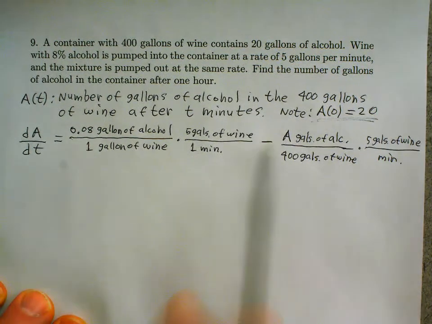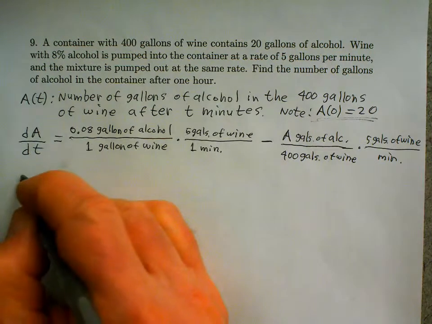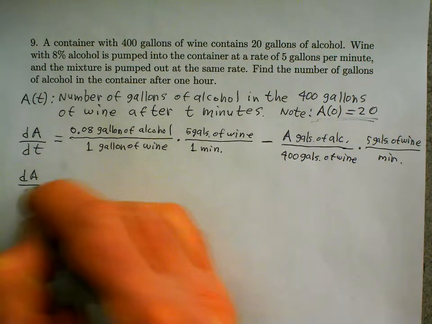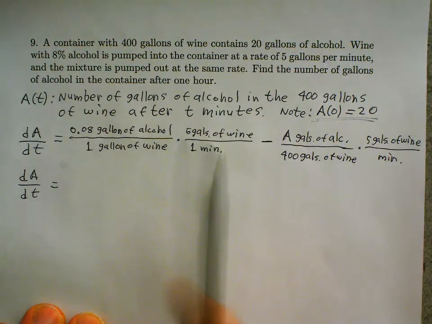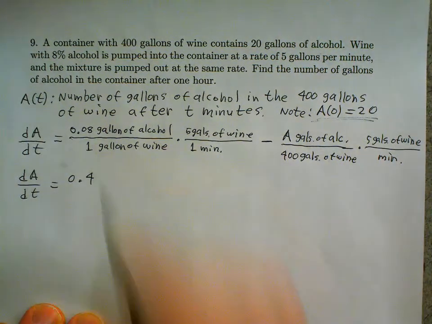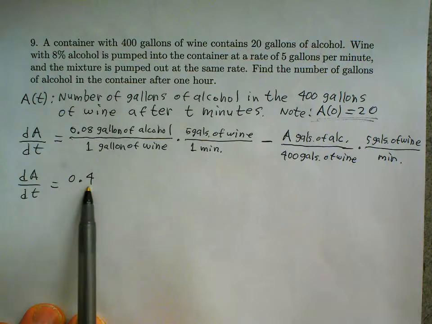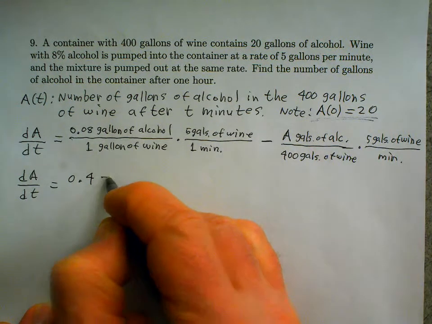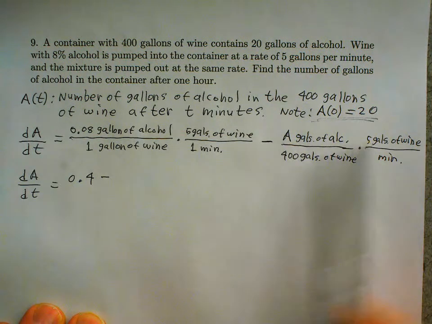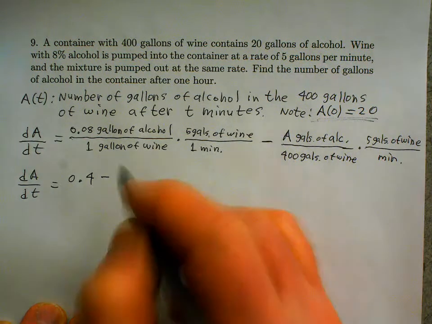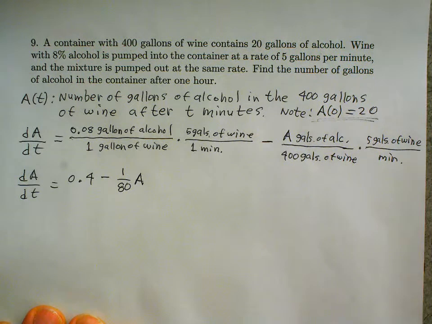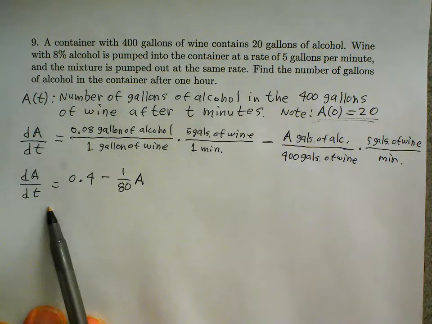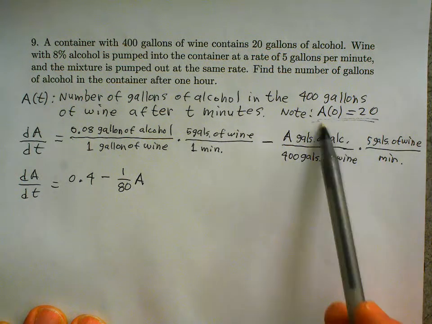Okay, so in the next line, we'll take out all of the units and just look at the numbers. So dA/dt equals 0.08 times 5, which is 0.4. This measures gallons of alcohol per minute. And then minus A times 5 divided by 400. We can write that as 1/80th times A. So the goal is to solve this differential equation with the initial condition A of 0 equals 20.